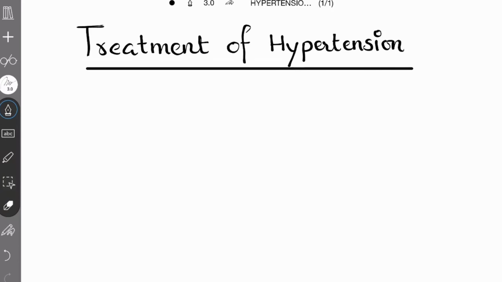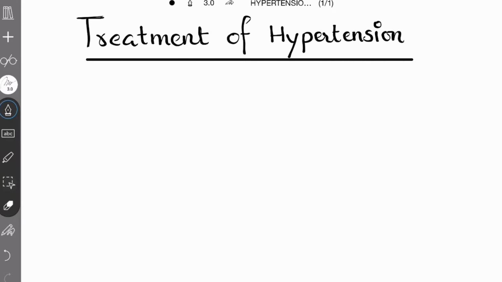When you are discussing the treatment of hypertension, we must understand certain points. The goal of the treatment of hypertension is to prevent long-term sequelae, that is target organ damage. So the goal is to prevent target organ damage.